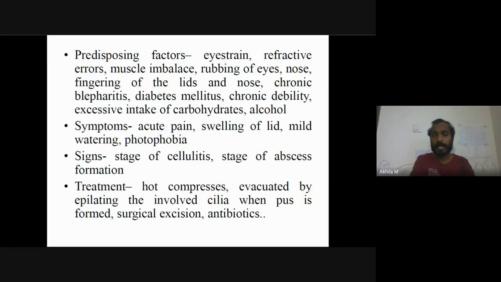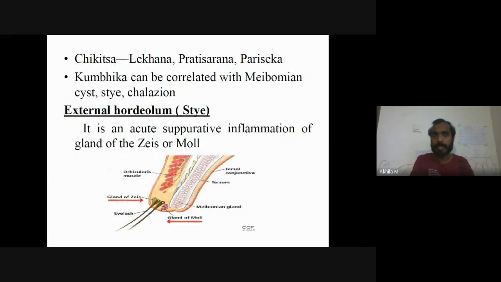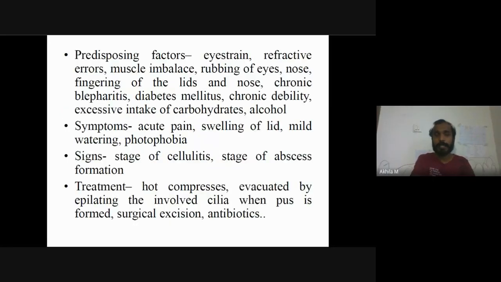But the difference is that in chalazion or meibomian cyst there won't be any infection, and the gland is different. It is a non-infective granulomatous swelling of the meibomian gland. But the external hordeolum, or stye, is an infective condition, a suppurative inflammation of the glands of Zeis and Moll. Because of that, the symptoms and signs differ. Here pain will be there, and swelling related to the lid margin. In chalazion the swelling is away from the lid margin, but in external hordeolum the swelling is related to the lid margin. There will be infection, so cellulitis, discharge and abscess formation will be there.